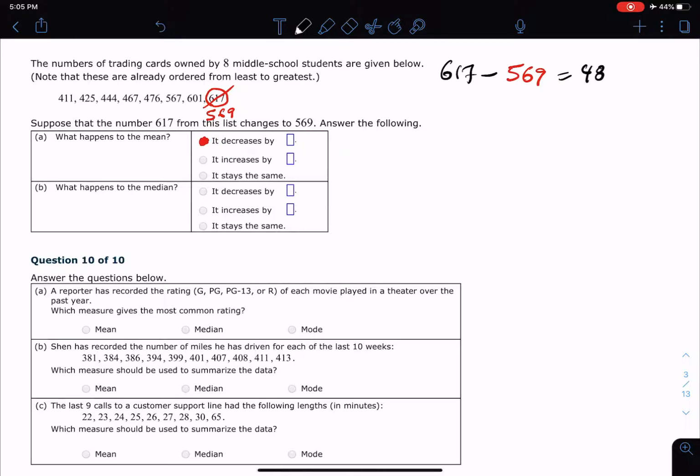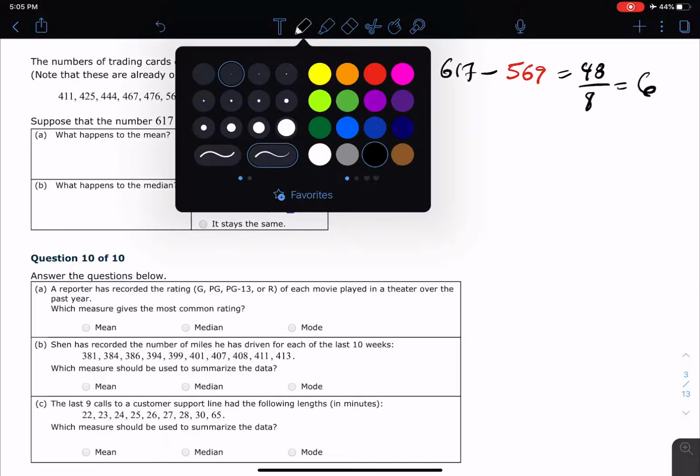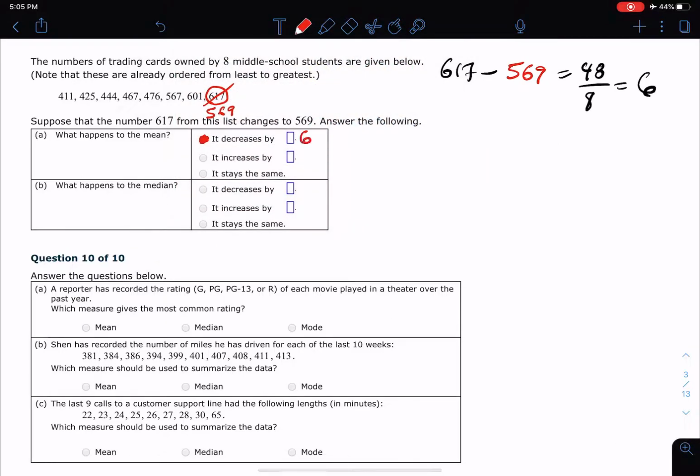But it didn't decrease it by 48. That's just the numerator of the problem got decreased by 48. Remember the denominator, when you're finding the mean, there are 8 data points. 48 divided by 8 is 6. It decreased it by 6. Let me use red since I was using red there. So yes, it decreased the mean by 6 points.